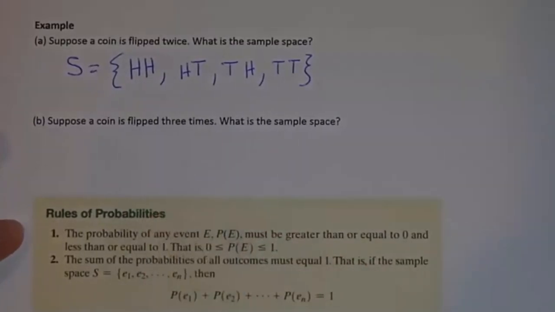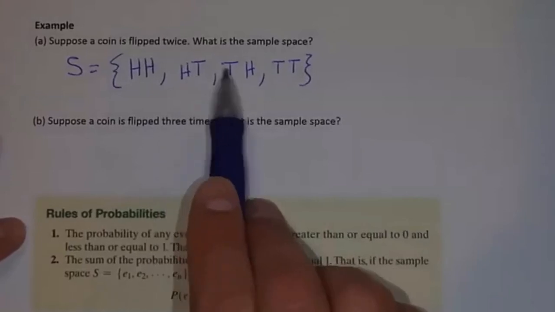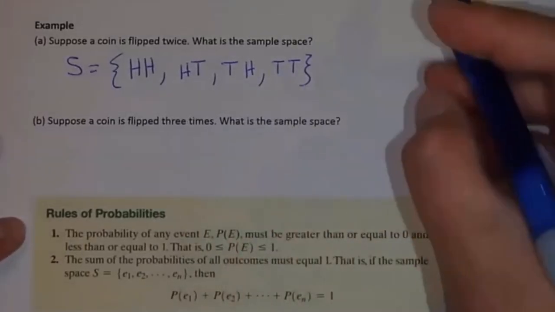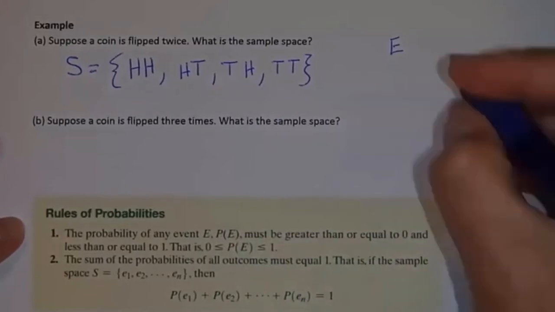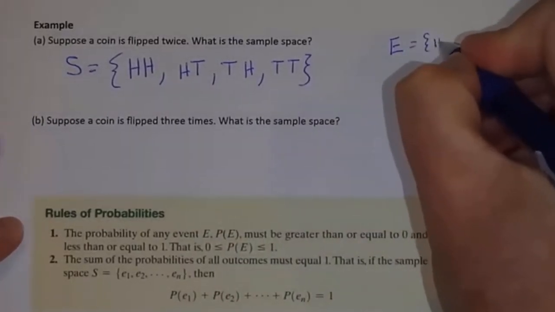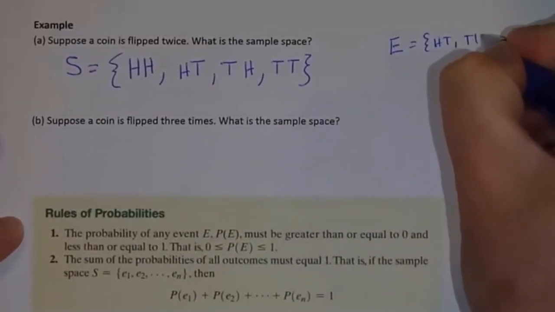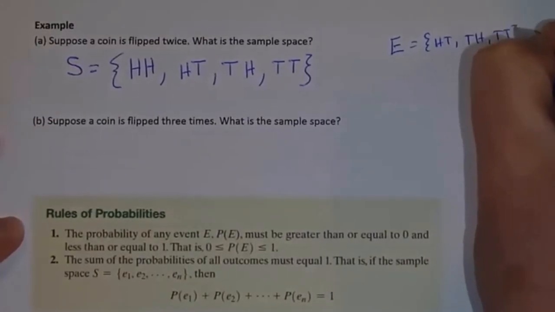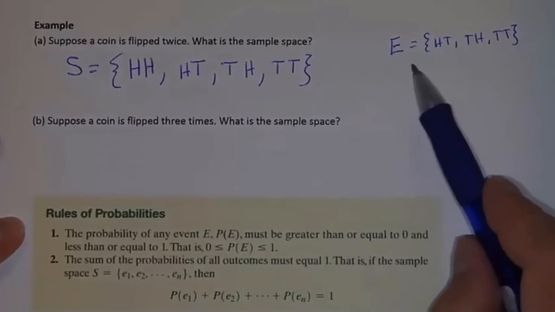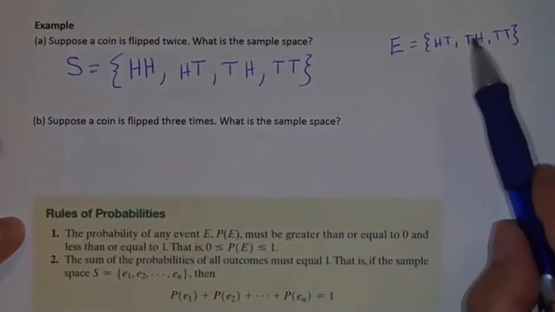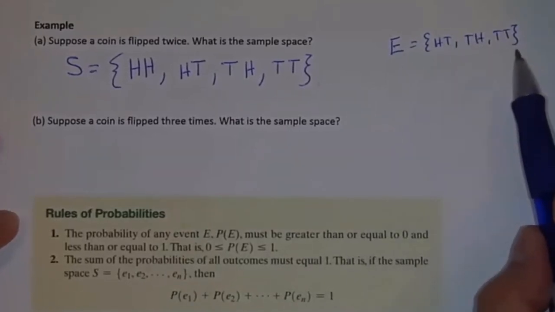Whereas if I just said, what's the probability of getting at least 1 tails? At least 1 tails would mean it could be this, this, or this. So if event E is getting at least 1 tails, then that would consist of HT, TH, or TT. So this isn't a simple event because getting at least 1 tails could be any one of these 3 things.